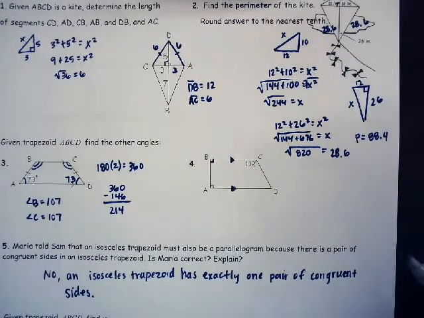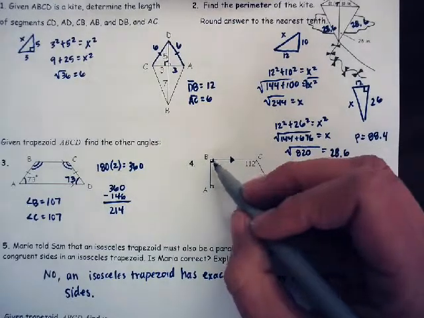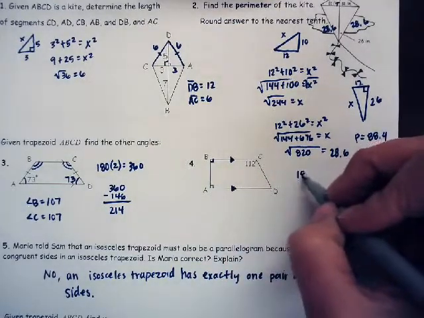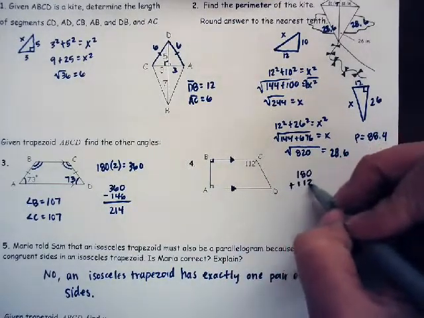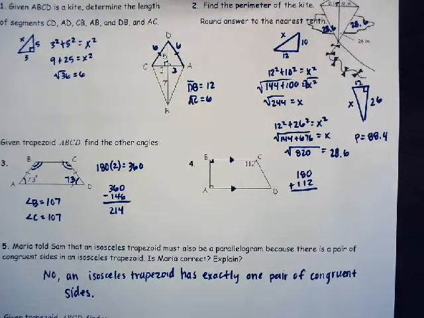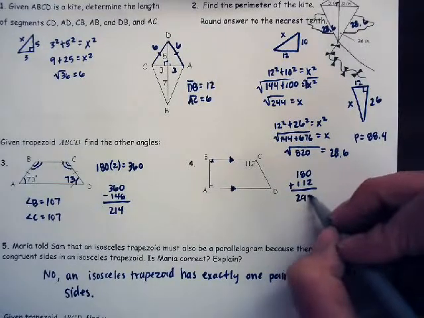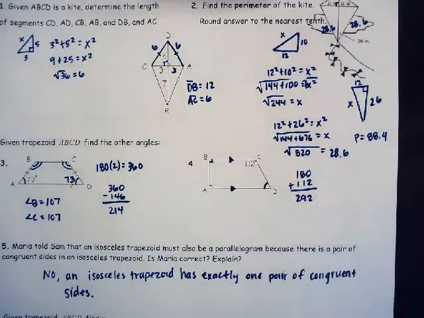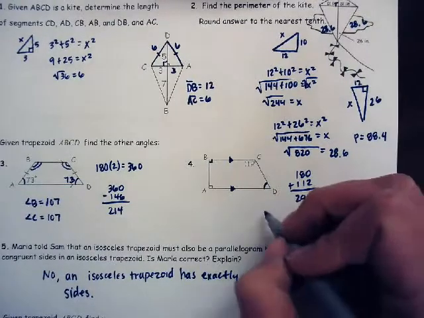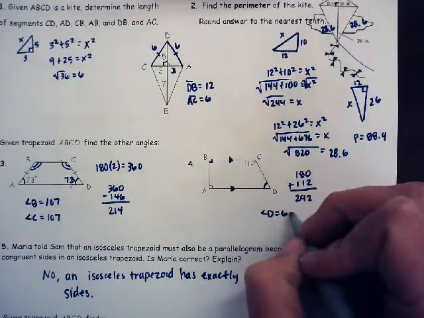The interior angles of a quadrilateral have to add up to 360, so I have 90 plus 90 is 180 plus 112. I get 180 plus 112 is 292. So I can find my missing measure by taking 360 minus 292, and it's 68. So angle D equals 68.